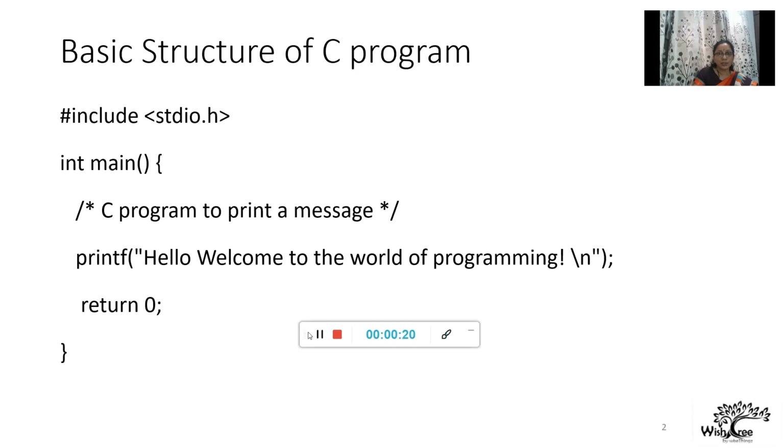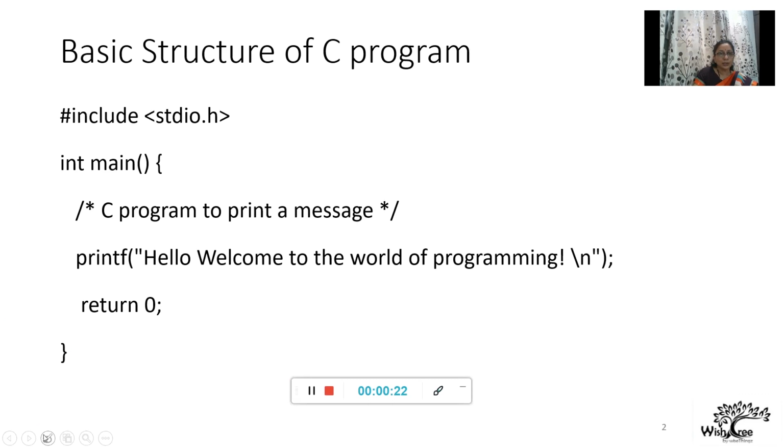The basic structure of the C program begins with the preprocessor directive hash include, as you see there, the first line. This is the preprocessor directive. stdio.h is a header file which has to be included to have the printf and the scanf statements, that is the IO statements. So stdio stands for standard IO.